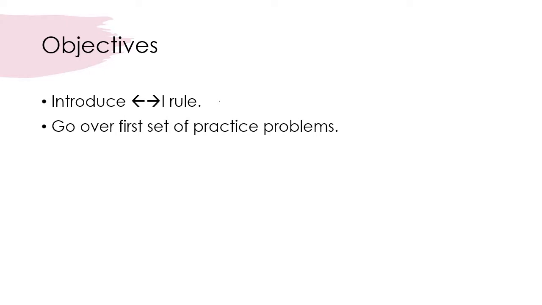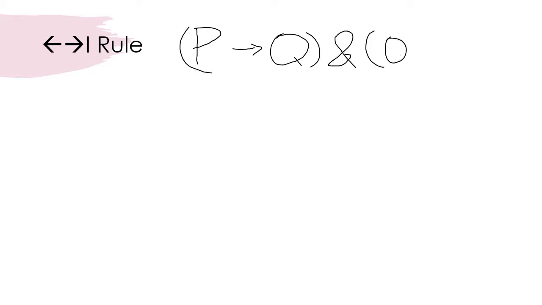In this presentation, we'll go over the double arrow in rule, and then we'll go over the first set of practice problems. If you remember, I've told you on multiple occasions that a double arrow is really just this. It's one conditional and the other conditional. So the double arrow in is pretty easy.